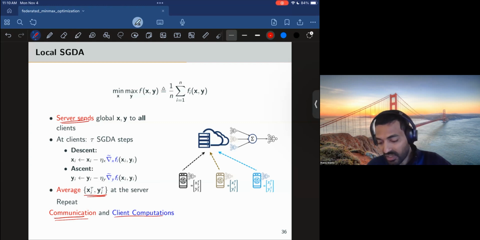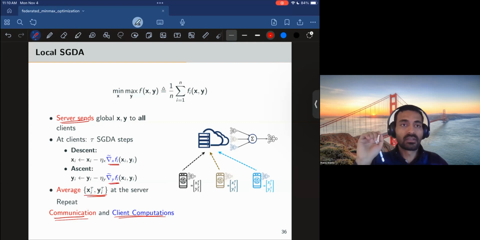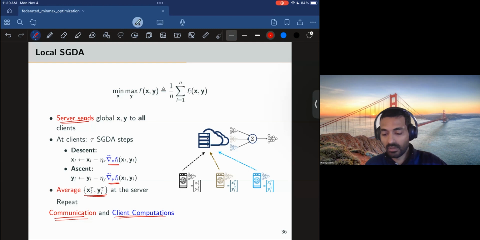And then there is computation at the clients. The heaviest computation is computing these stochastic gradients. So computation means stochastic gradients. Communication means sending X's and Y's back and forth between clients and server.